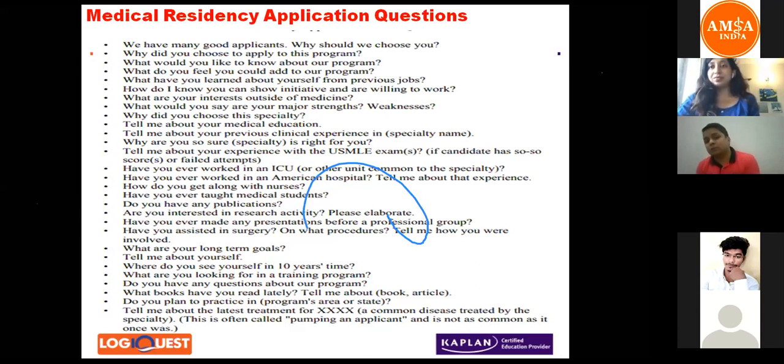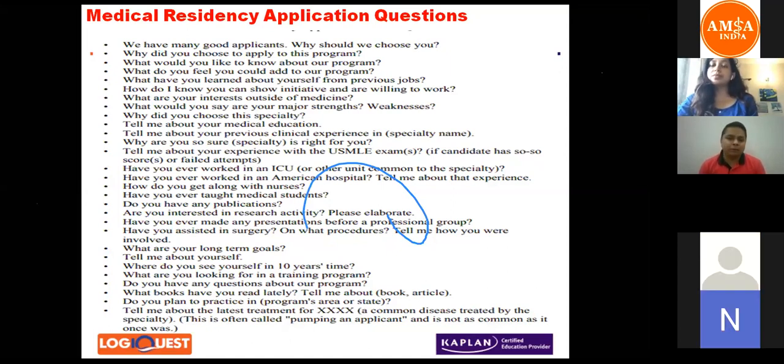Then they might ask you some core questions like, have you ever worked in an ICU? Maybe you can describe your experiences. Do not fake things if you've not done them. If you've not done it, say, unfortunately, I could not get an opportunity to do so. That's fine to admit, rather than faking things. They'll catch you like this. Have you ever worked in an American hospital? Tell me about the experience of whatever USCE that you've done in the US. You can always describe that experience. How do you get along with the nurses? So you will have to frame it well, do not give naughty answers.